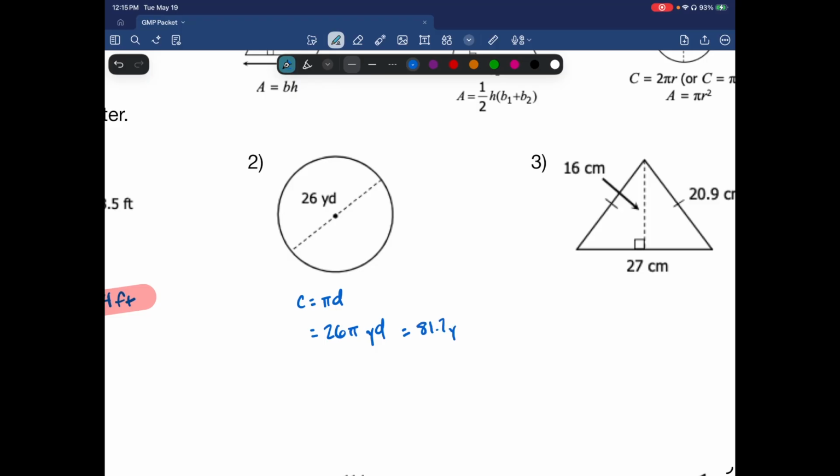81.7 yards. And whenever you round, you want to make sure that you don't say equals. It's approximately 81.7 yards. All right. If you say 26 pi yards, that's exact. So you can say equals then.